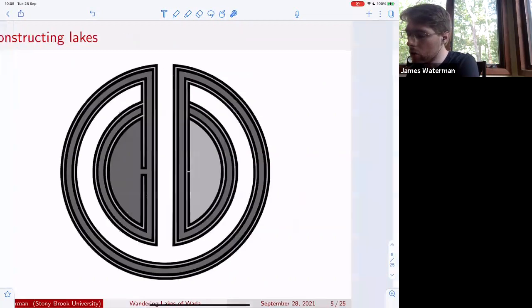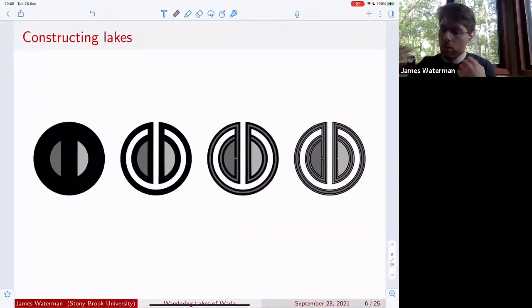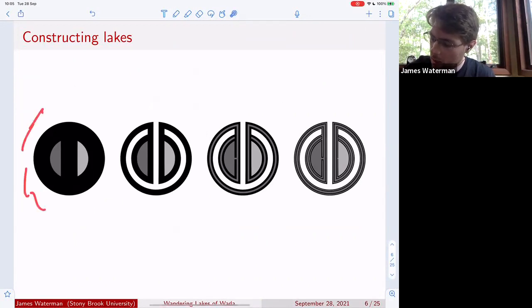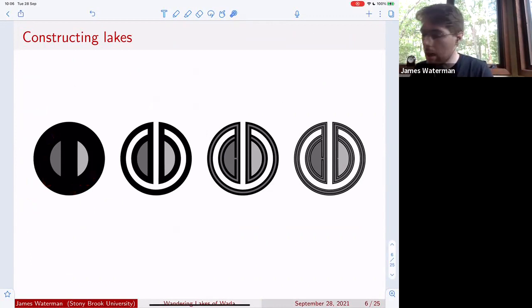Just to reiterate, we start with an unbounded domain here, and the island, which is a bounded domain that has two simply connected domains within it. We add these canals in each of these steps, first from the unbounded domain, then from one lake, then the other, and then we continue this process. In the end, what we get is the so-called Lakes of Wada continuum.